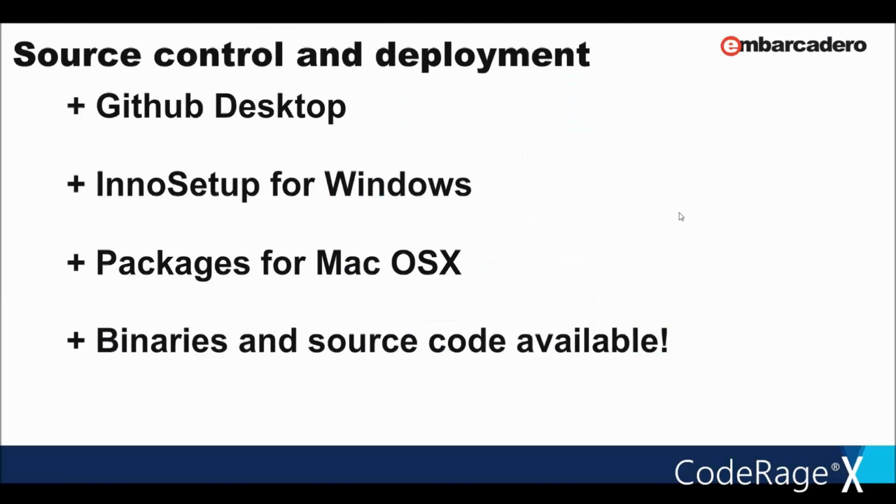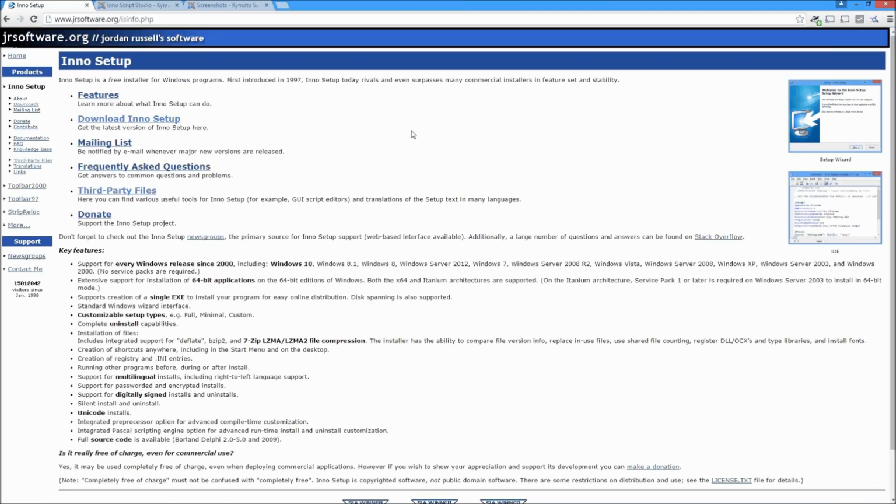For binary deployment, on the Windows side there is Inno Setup, which is a mature install creation tool written in Delphi, and it's free, so that pretty much makes it a no-brainer to use. There is an add-on for it that provides a wizard to automatically create the scripting files needed to easily deploy your apps. So here's the website for Inno Setup, and you can see all the features it supports.